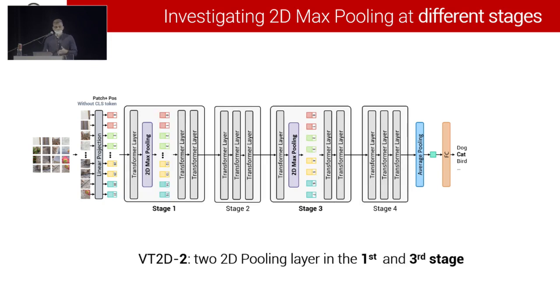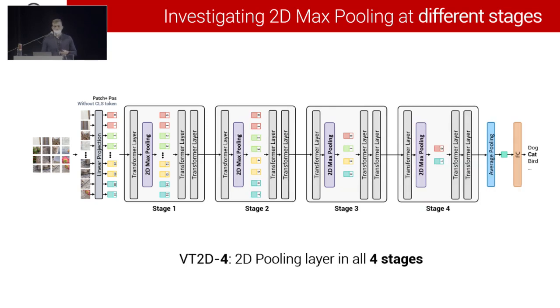We additionally propose VT2D2, which is equipped with two pooling layers, and we apply the pooling layers in the first and the third stage of our architecture. And finally, we also propose VT2D4, which is equipped with four pooling layers, one pooling layer for each stage of the architecture. Okay, let's now consider the experimental results of this approach, of this bidimensional max pooling.